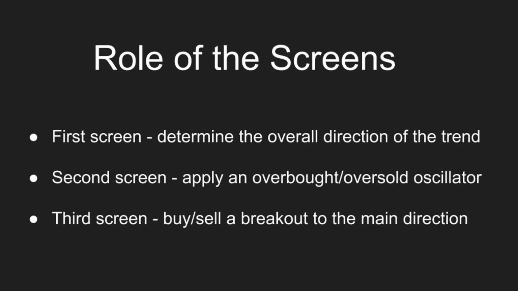Here is the general role of the screens. In the first screen, you determine the overall direction of the trend. In the second screen, you apply an overbought oversold oscillator, and in the third screen, you buy or sell a breakout into the direction of the first screen. And now we will talk about each one of them in more detail and understand its importance and how it actually works.